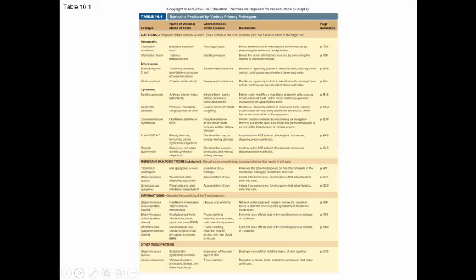Bordetella pertussis, when you have the violent coughing, this creates a large dispersal of airborne pathogens. Now, the damage due to the infection can be either the direct effect of the pathogen, the effect of the pathogen toxins, or pathogen-initiated over-response of the host's immune system. Let's take a look at Table 16.1.